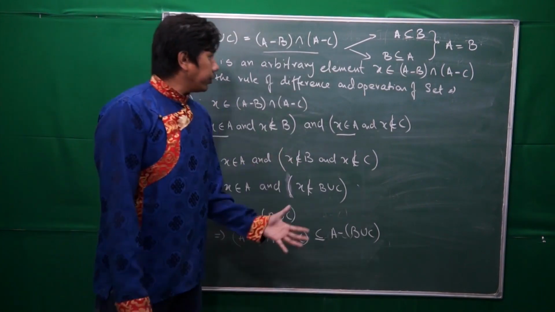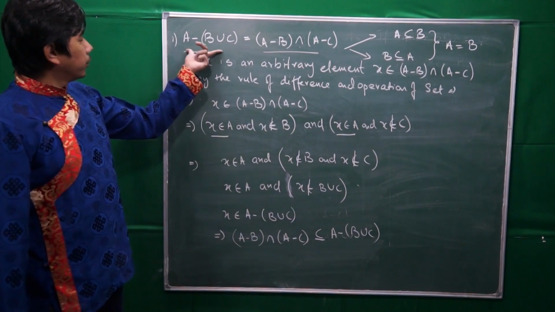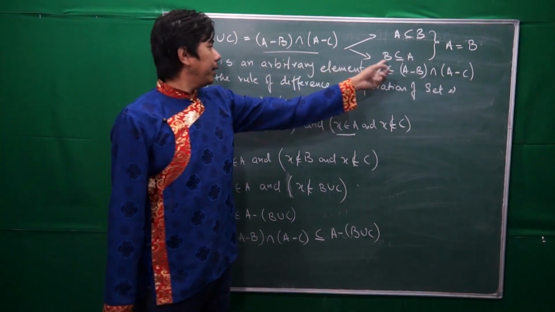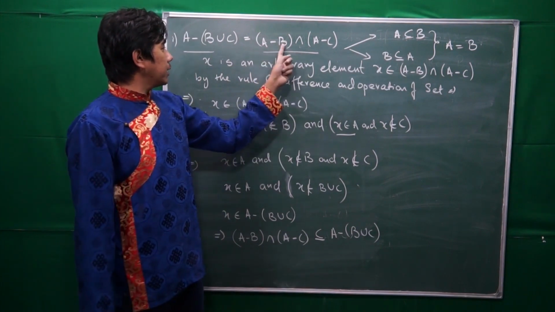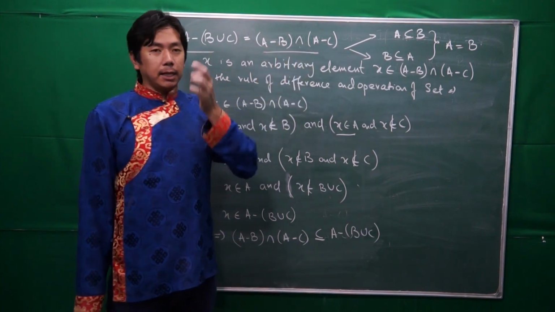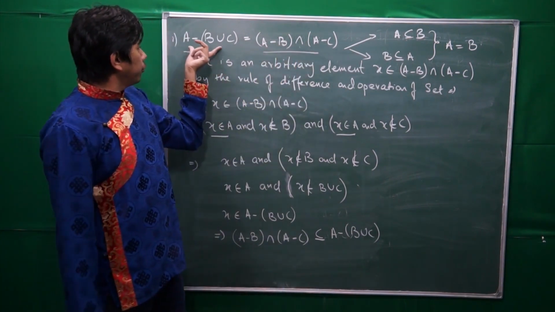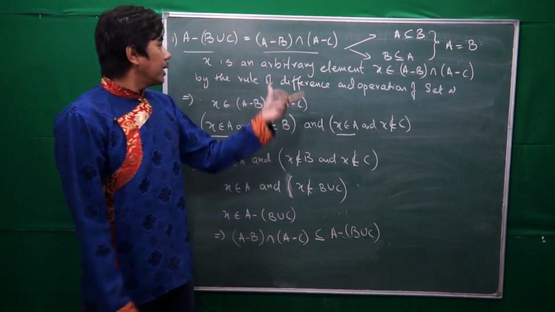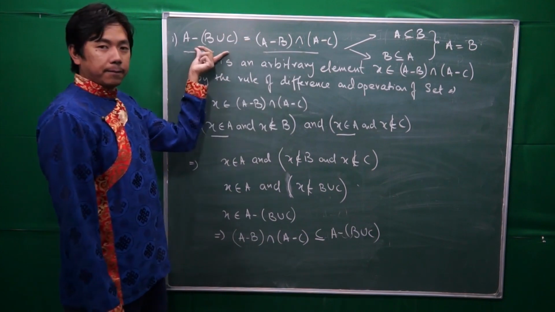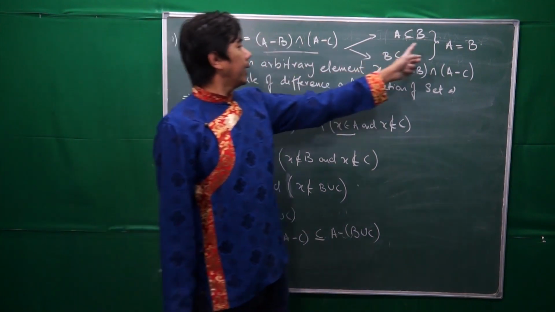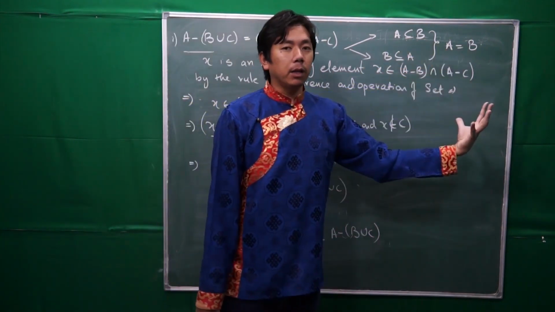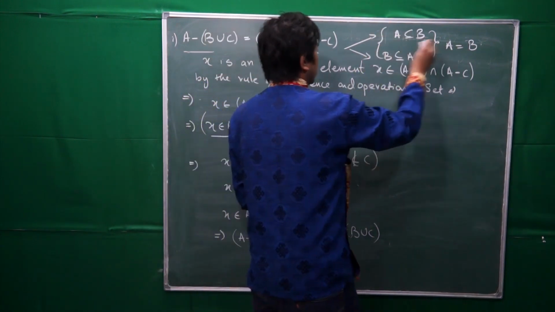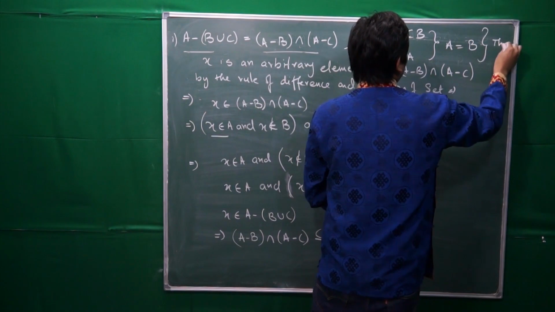Now, in this question, instead of set A, we have this whole set, A minus (B union C). And instead of set B, I have this whole set, which is (A minus B) intersection (A minus C). Now, if I am able to prove that this is a subset of this, and later on again, this is a subset of this, that would imply that these two are equal. Okay. So this theorem is being used in this question.